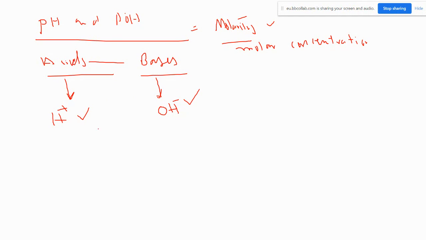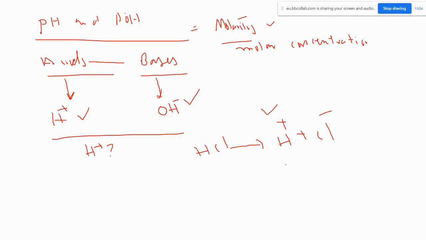So how much hydrogen ion do you have in the solution? Suppose you have HCl, you dissolve it in water, it produces H positive. How much hydrogen do you have in your solution?